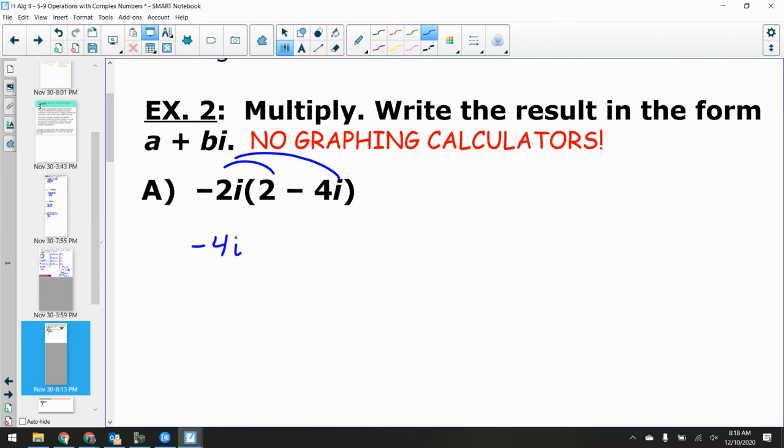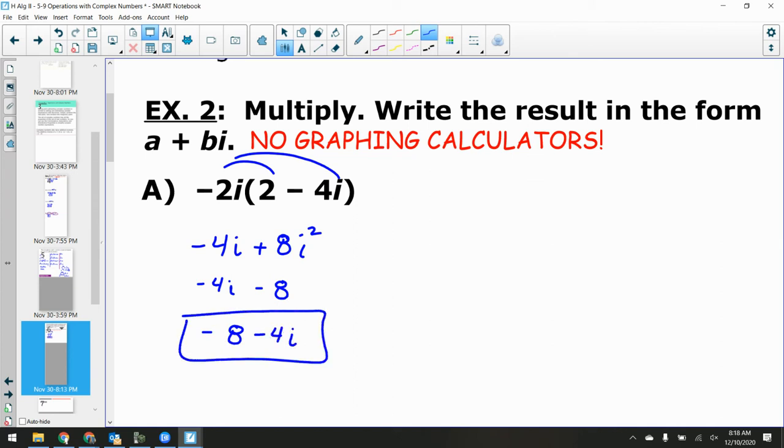I've got negative 4i plus 8i squared. That's an i. I mean, that's pretty simple, right? What is i squared? Negative 1. So this is like saying negative 4i minus 8, because it would be 8 times negative 1, which is negative 8. Really, an i squared just turns real, right? It takes the imaginary part, turns it real, and makes it negative. And now we write it in true a plus bi form: negative 8 minus 4i.